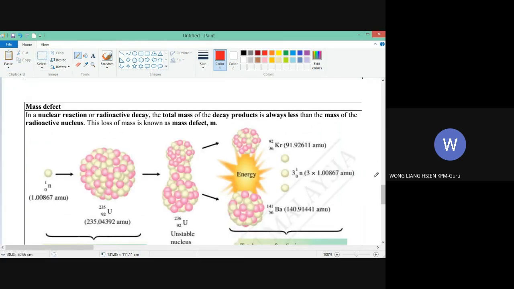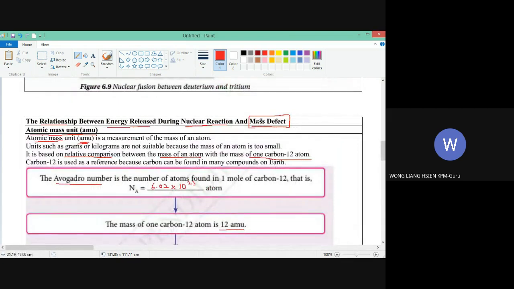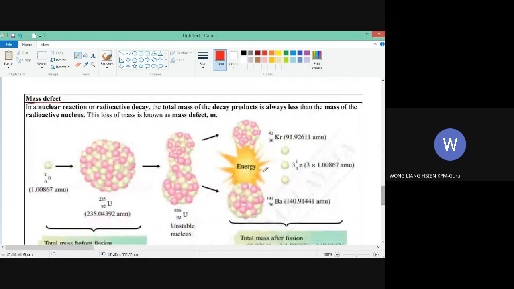Okay, now we want to go into what is mass defect. Just now we said the relationship between energy released during nuclear reaction and mass defect. So we want to look at what is mass defect. In a nuclear reaction or radioactive decay, the total mass of the decay product is always less than the mass of the radioactive nucleus. So this loss of mass is known as mass defect.